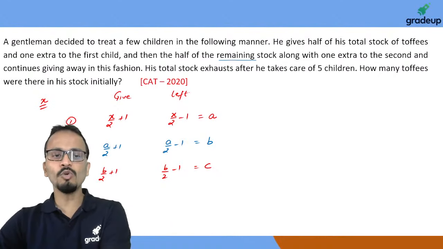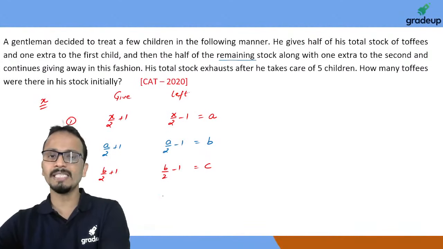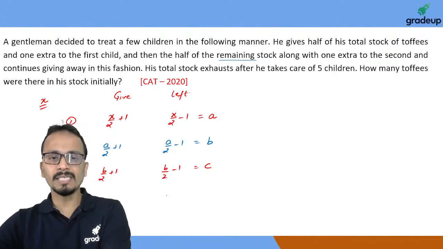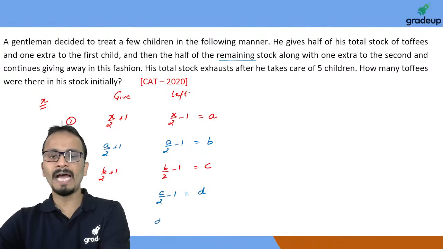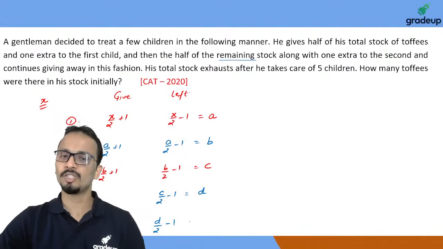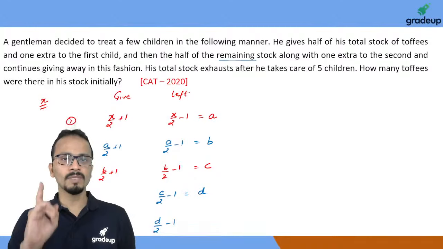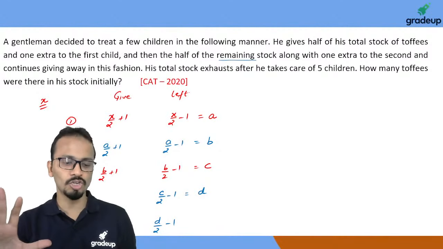Now there is no need to write the number of toffees that he is giving. You can just directly keep on writing the number of toffees that he is left with. At the next step, the number of toffees he'll be left with will be C by 2 minus 1. Assume that is equal to D. And at the last step, the number of toffees he's left with is D by 2 minus 1. We'll stop at this point because the question says he's taking care of 5 such children.